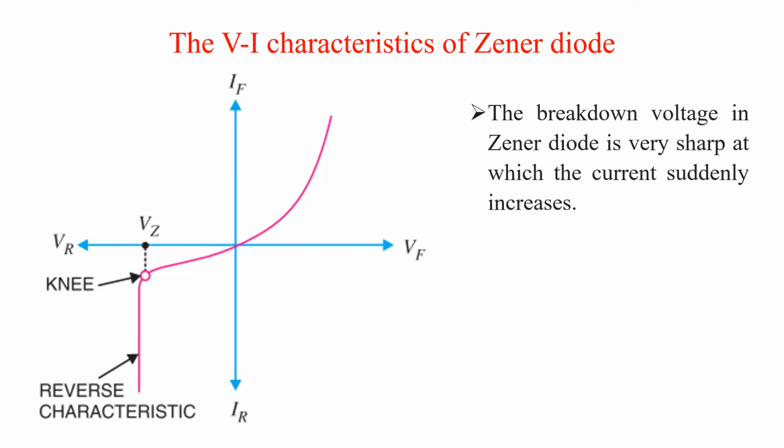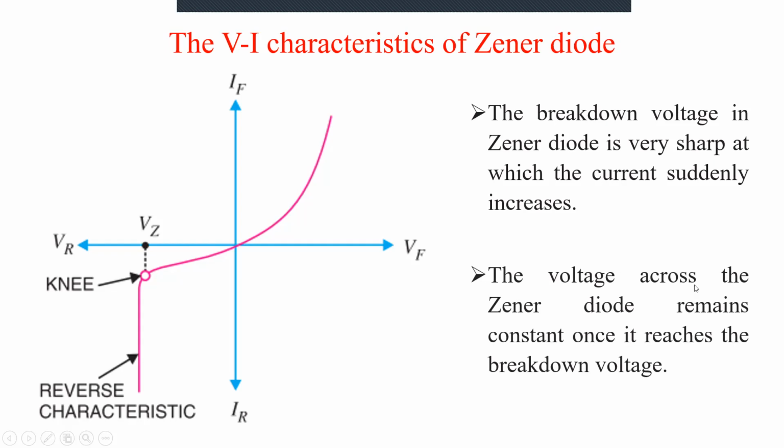That is the reason why the resistance of the Zener diode becomes almost zero when it is reverse biased. When it reaches the voltage Vz, the voltage across the Zener diode remains constant, and after that the voltage will not change at all. So the voltage across the Zener diode remains constant, even though there is an increase in the current. This property is very useful in voltage regulation.